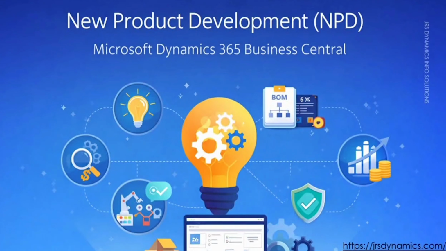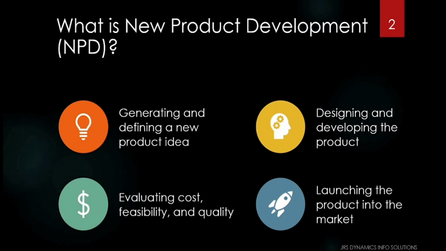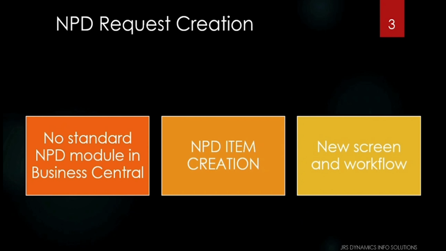Hello everyone, in this video I will be introducing the customized NPD (new product development) module in Microsoft Dynamics 365 Business Central. This module is designed to manage the complete product development lifecycle from initial concept and requirement gathering to BOM creation, costing and final product launch. It ensures structured process, better cross-department coordination and seamless integration with core ERP functions. Let's explore how this customized solution helps organizations reduce time to market and improve product development efficiency.